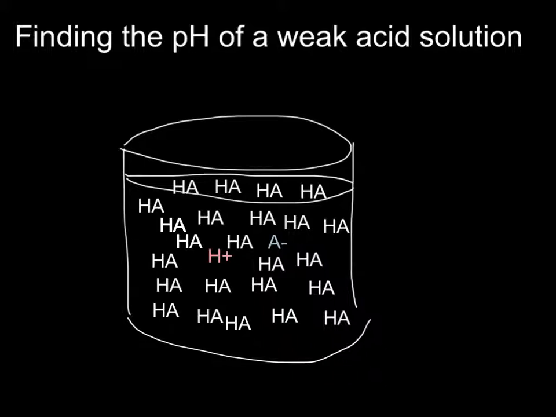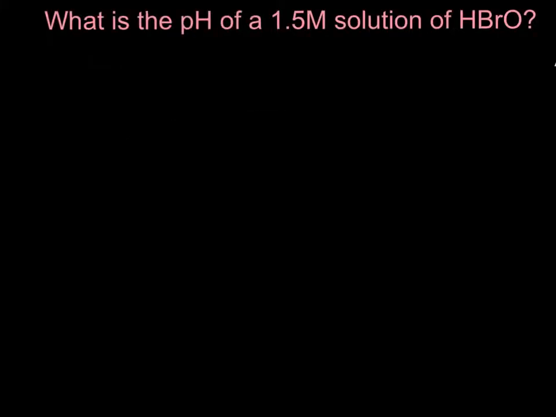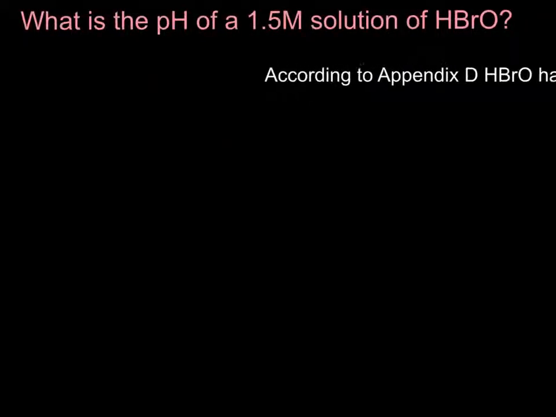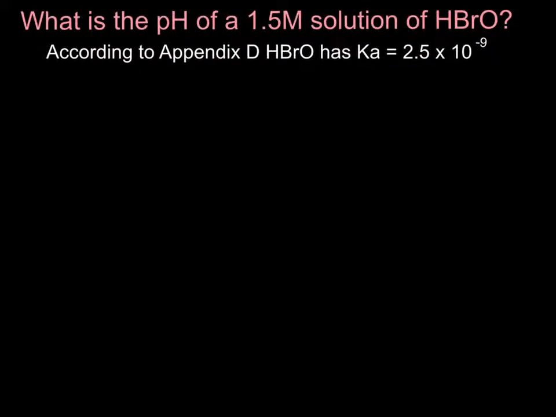These are really just a combination of acid problems and equilibrium problems. As a sample problem, we'll find what is the pH of a 1.5 molar solution of hypobromous acid. Because hypobromous acid is not on my list of 6 strong acids, I know that it's a weak acid. I can also tell that it's a weak acid because when I look in Appendix D, I find that hypobromous acid has a Ka value of 2.5 times 10 to the negative 9th.